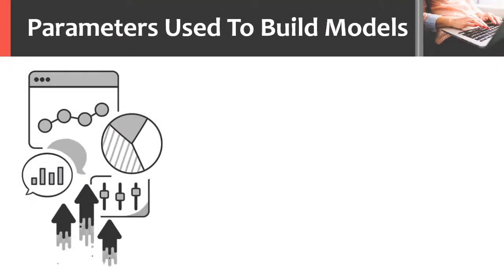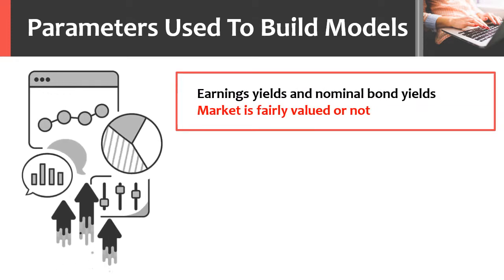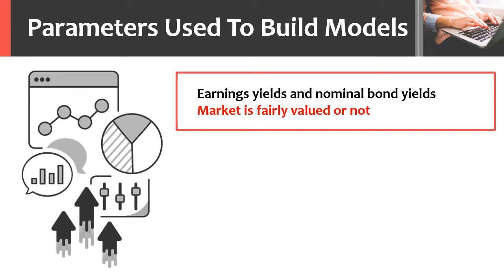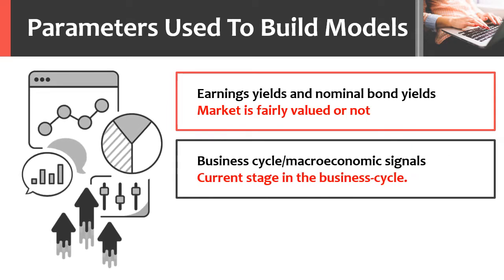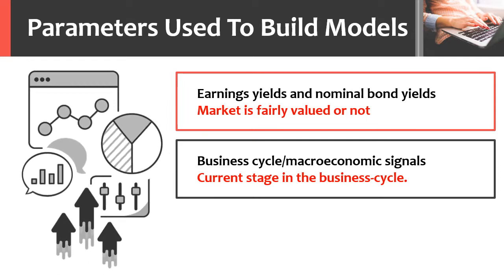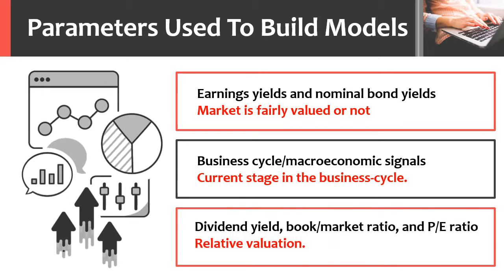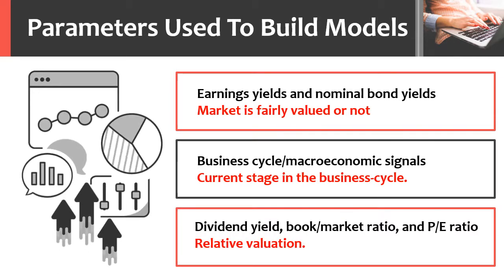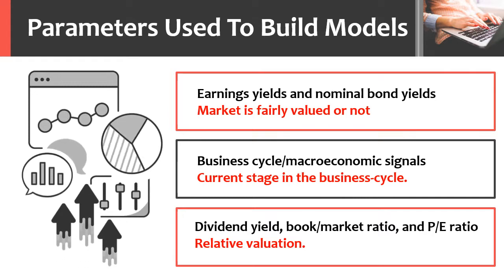There are various parameters to build models. Comparing earnings yields to nominal bond yields helps determine the relative attractiveness of equities over bonds. Business cycle macroeconomic signals attempt to find the current stage in the business cycle. Fundamental valuation signals, such as dividend yield, book market ratio, and PE ratio, determine relative valuation.